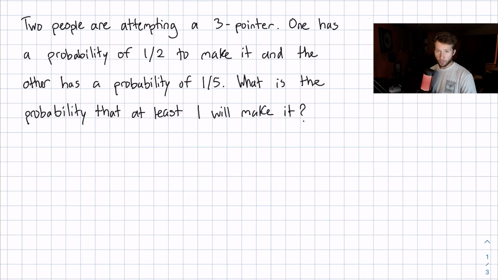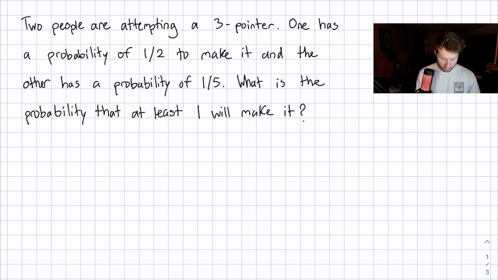All right, we're going to be moving on from math, and we're going to be doing some probability and statistics. Let's roll. Okay, so for our first one, two people are attempting a three-pointer. One has a probability of 1/2 to make it, and the other has a probability of 1/5. What is the probability that at least one will make it?